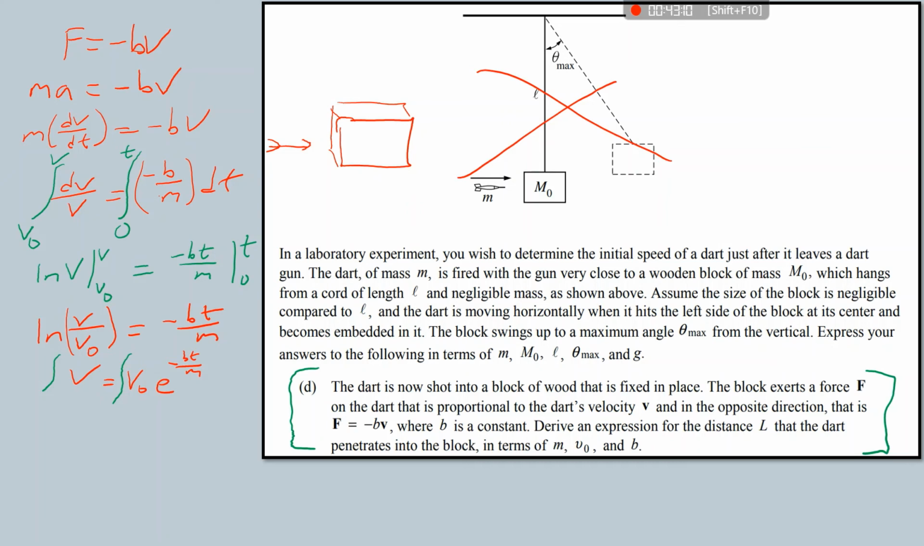You get vt, no x. No, actually, okay, I'm going to make a substitution. How can I rewrite v? v is dx over dt. Okay, dx over dt equals vo e to the negative bt over m. I think that makes more sense. Okay, then solve here.